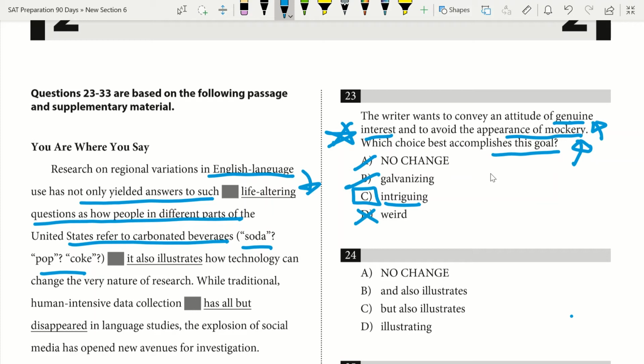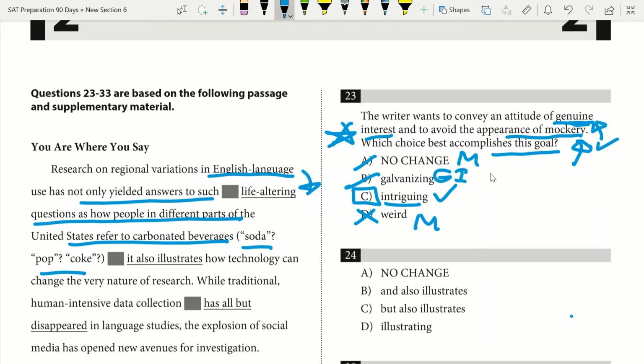We want to pay attention to what it's asking us to do. In this case, convey an attitude of genuine interest, which intriguing does, and avoid mockery, which intriguing also does. Now, which choice would show mockery? Mockery would be life-altering. Mockery would be weird. Or I guess I should put X's there instead of check marks. I'll put an M for mockery next to those two, so you know why those are wrong. Those both show mockery. Galvanizing does not show genuine interest, so that would be why that one's wrong.